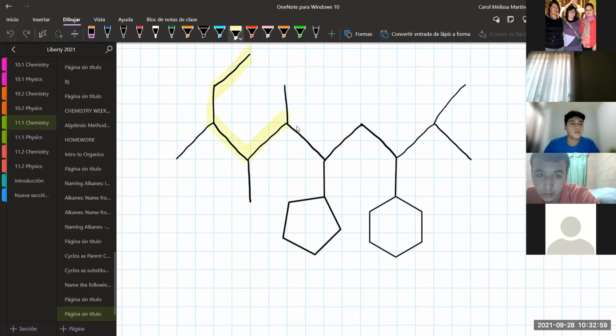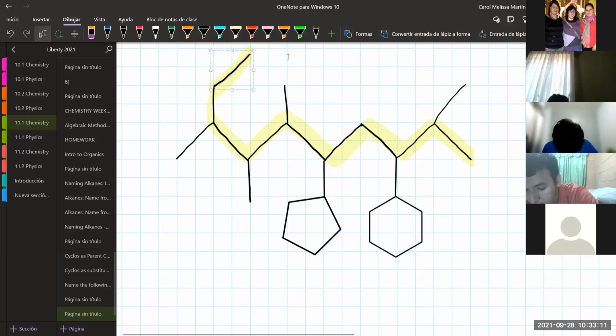So the 10 carbon chain is this one. Remember, the definition of parent chain is the longest continuous chain of carbons. So you have to do that correction. Those who sent me that it is nonane, it is not nonane. It is decane.